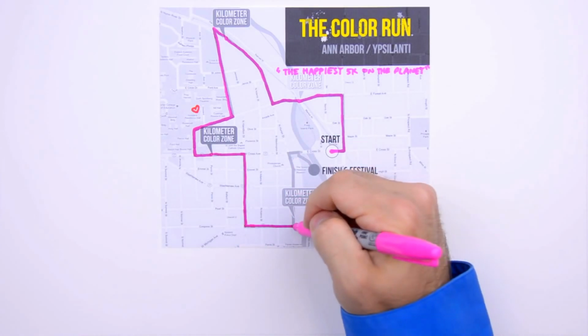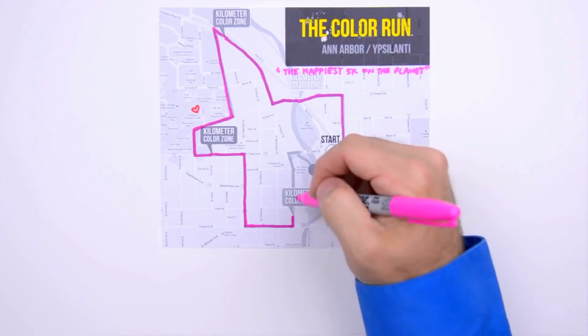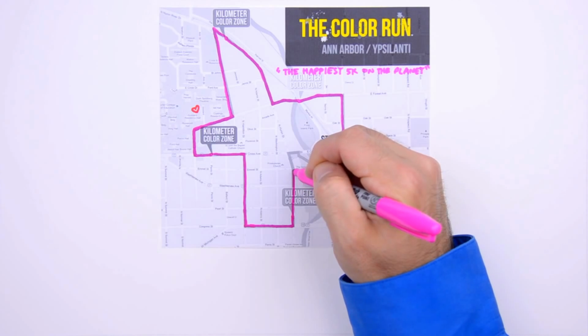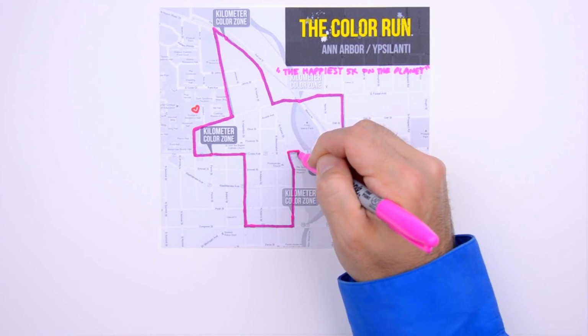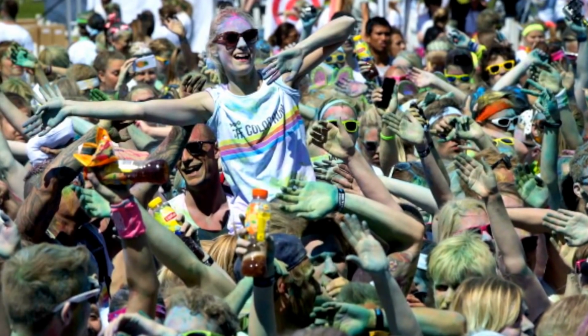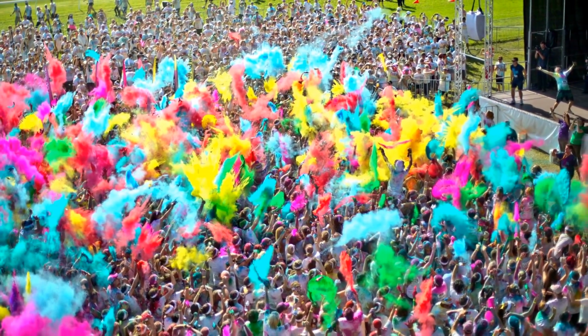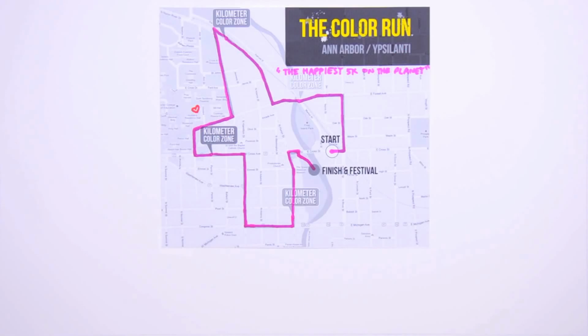Runners turn north off of Michigan Ave, hit their last kilometer color zone, then proceed for several blocks before their final turn, which leads them down to a riverside park. Here, instead of a 5th kilometer color zone, runners are treated to a massive dance party, where, of course, colored cornstarch is peppered on them like confetti. And that is the Color Run.